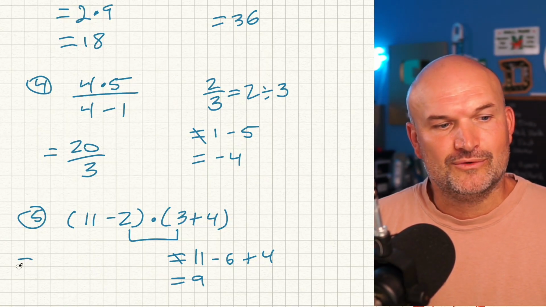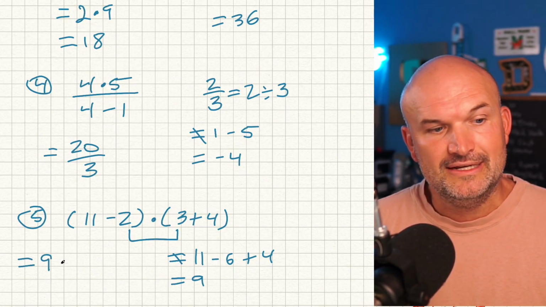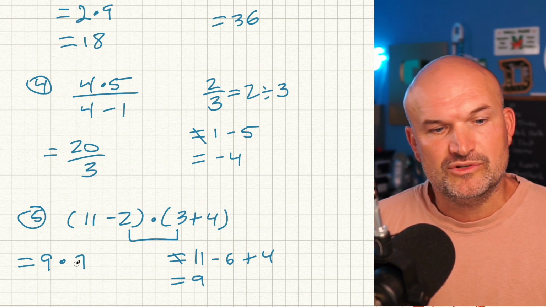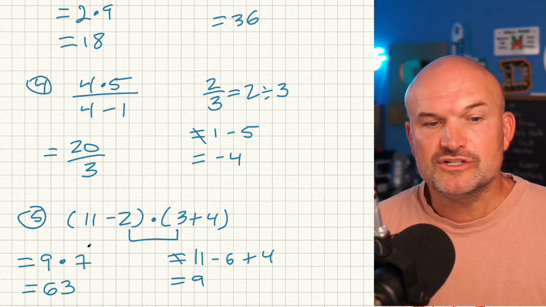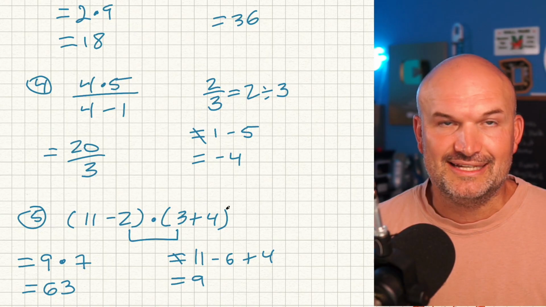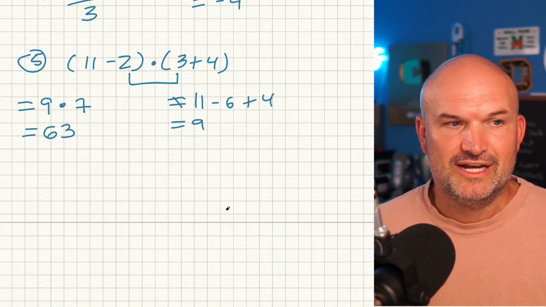So what we need to do here, the correct answer is 11 minus 2, which is a 9, and then times a 3 plus 4, which is going to be a 7. And you can see that answer is going to be 63. So you're definitely not going to get the same answer. So you got to make sure you are careful.